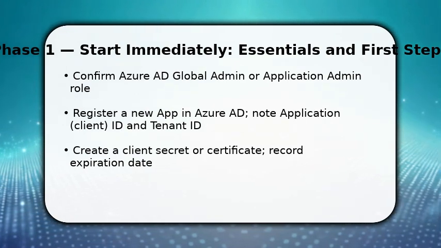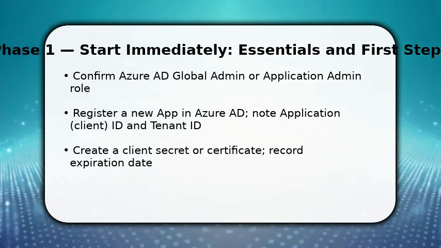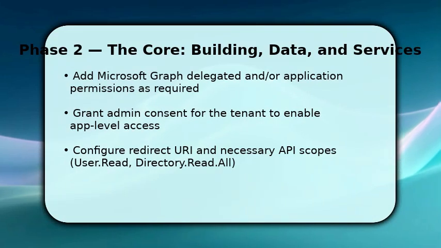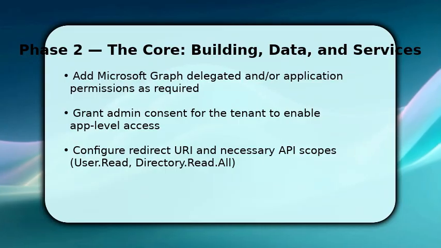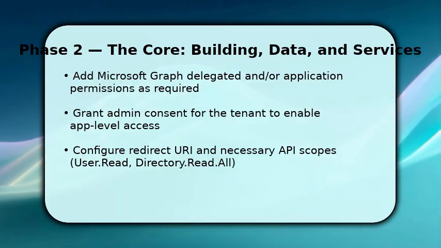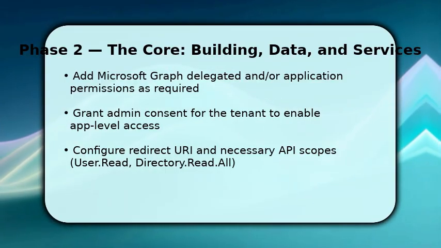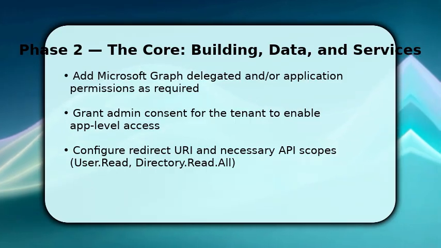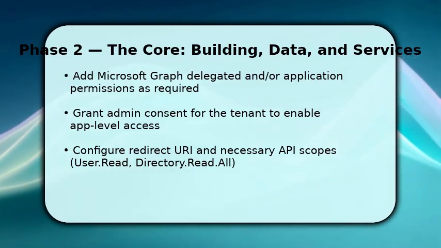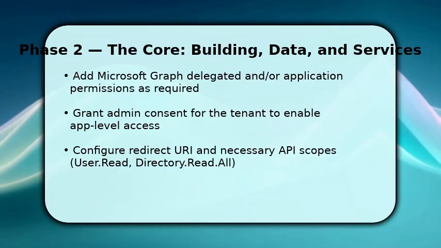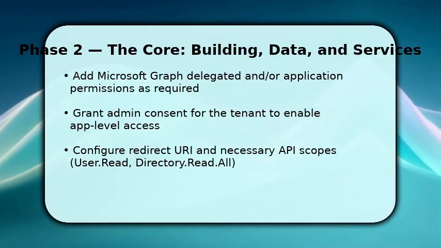Next, you configure API access so Power BI can read directory data. In the app's API permissions, add Microsoft Graph scopes like User.Read and Directory.Read.All. Choose application permissions for service-to-service scenarios. After adding permissions, click Grant Admin Consent for your tenant so the app can act without per-user approval.